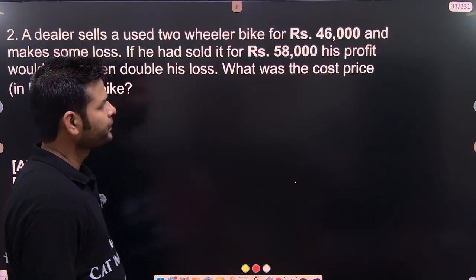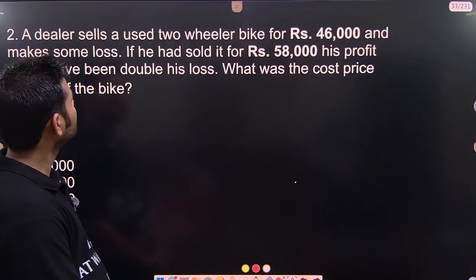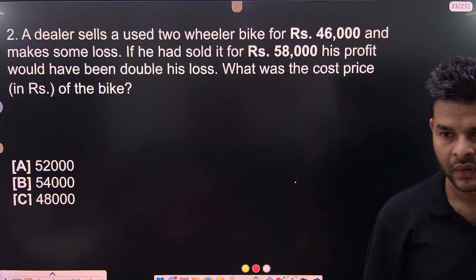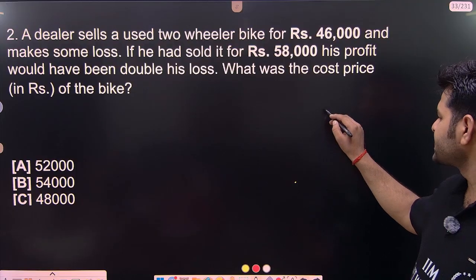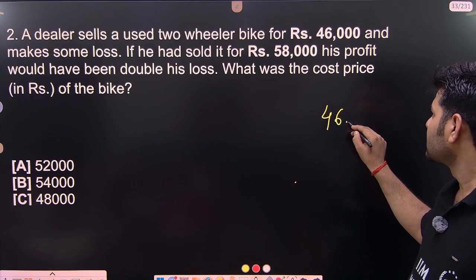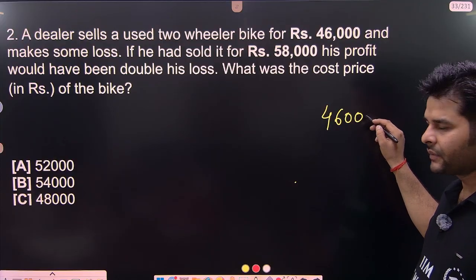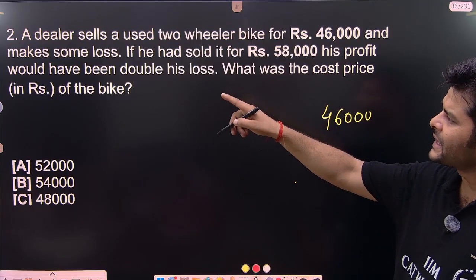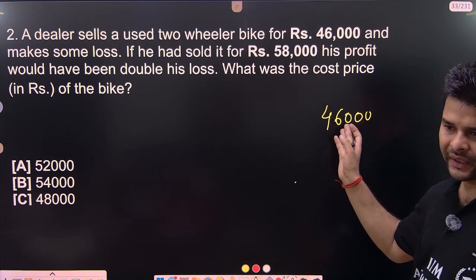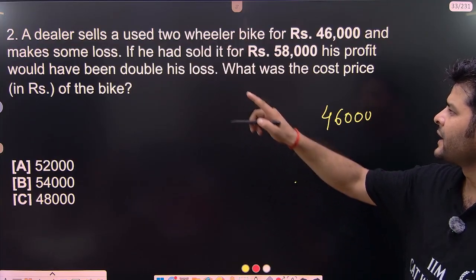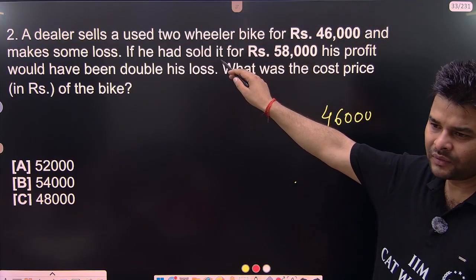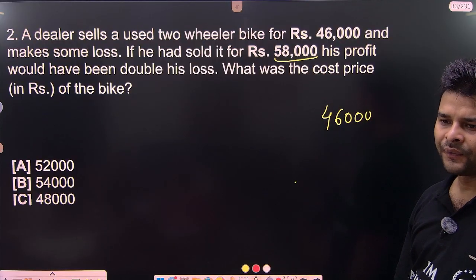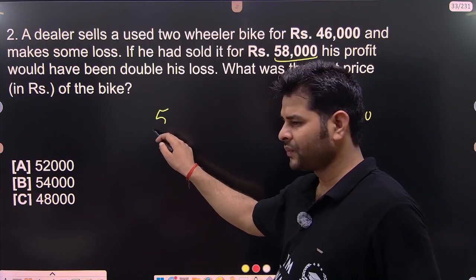What the question is saying: a dealer sells a used two-wheeler for rupees 46,000. So basically 46,000 is what? The real value, not the hypothetical value. And the hypothetical value is, after selling at that rate, he makes some loss. If he had sold it for rupees 58,000, that means the hypothetical value.